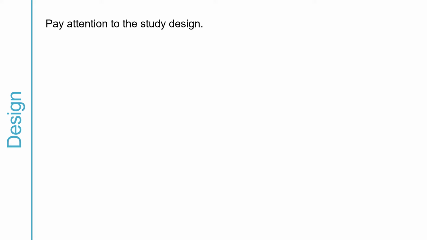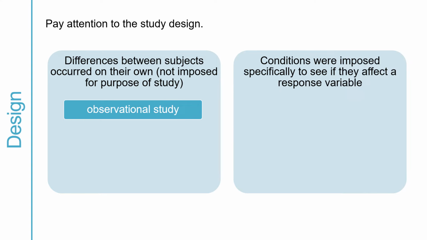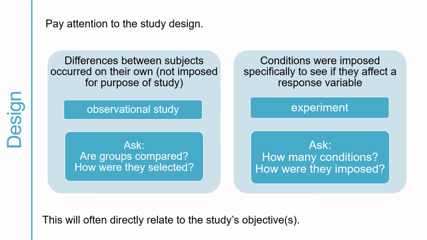You should make sure you understand whether you have an observational study or an experiment. If you find that the differences between the subjects occurred on their own, then you have an observational study. Whereas if the conditions were imposed specifically to see if they affect the response variable, then you have an experiment. Always ask how many groups were compared and how they were selected, or if conditions were imposed, ask how many conditions and how were they imposed. Those questions will help you figure out the details of the specific design of your study, and they will typically relate to the study's objective.